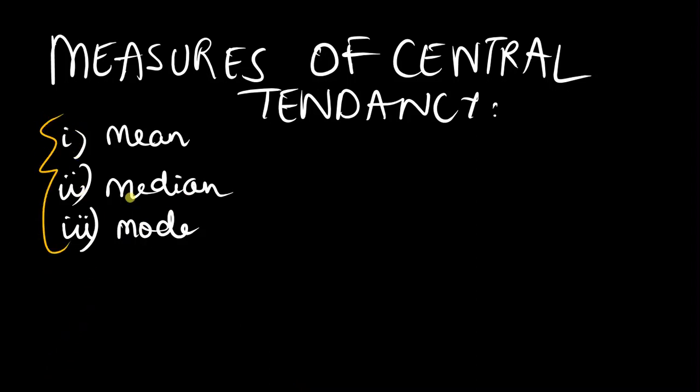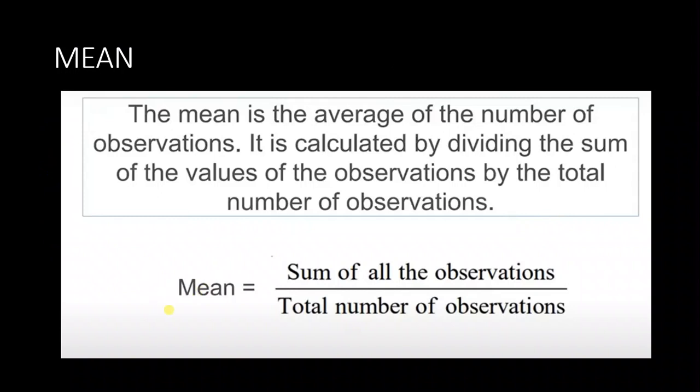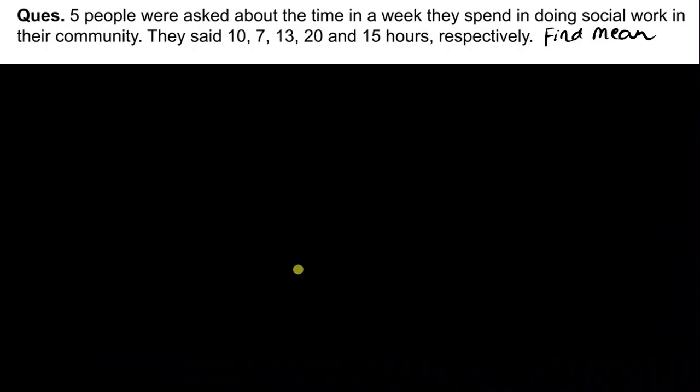Next, moving on to measures of central tendency. Now we have three measures of central tendency: mean, median and mode. Let's see each of these in detail. First is mean. What is mean? It is the average of the number of observations, and it is calculated by dividing the sum of the values of the observations by the total number of observations. So basically they're doing nothing but explaining this formula. Mean is equal to the sum of all the observations divided by the total number of observations.